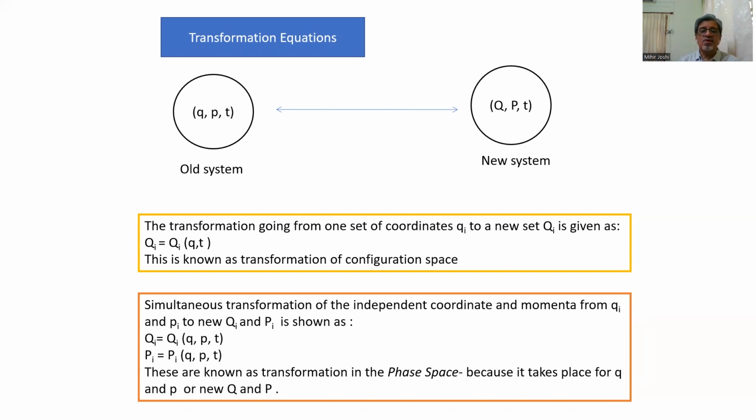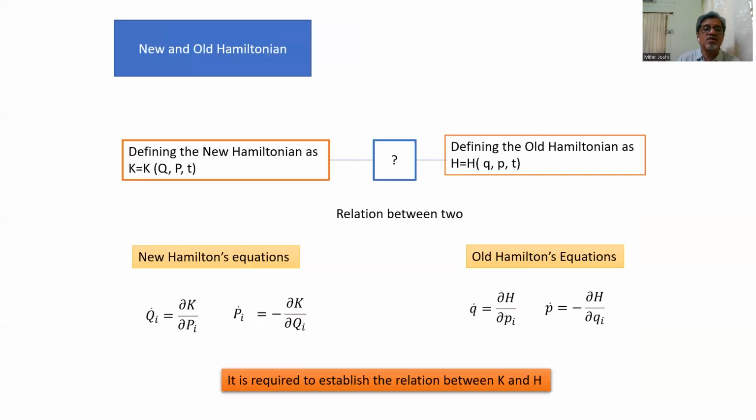Simultaneous transformation of the independent coordinate and momenta from small qi and small pi to the new capital Qi and capital Pi is shown as capital Qi is a function of small q, p, and t. Similarly, capital Pi is a function of small q, p, and t. These are known as a transformation in phase space because it takes place from q and p to new capital Q and capital P. So this is a transformation in phase space, and we are going to focus on this particular transformation.